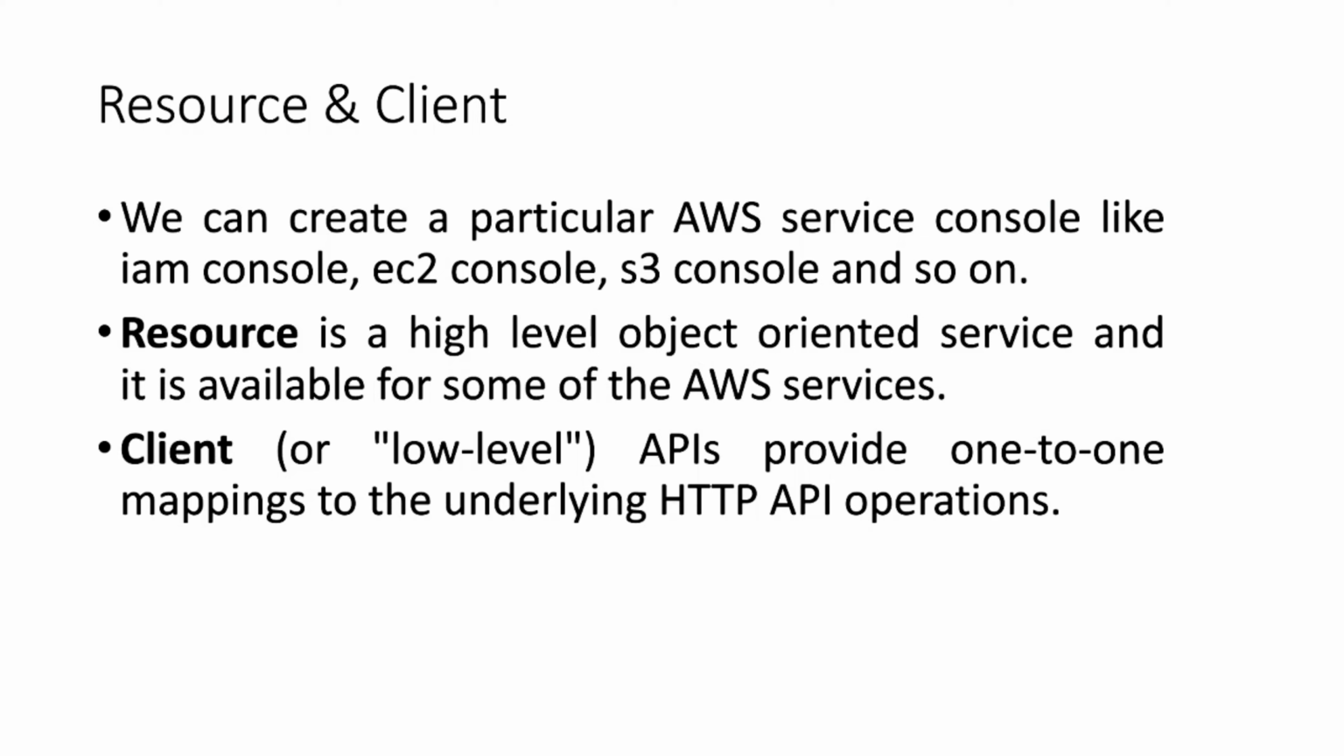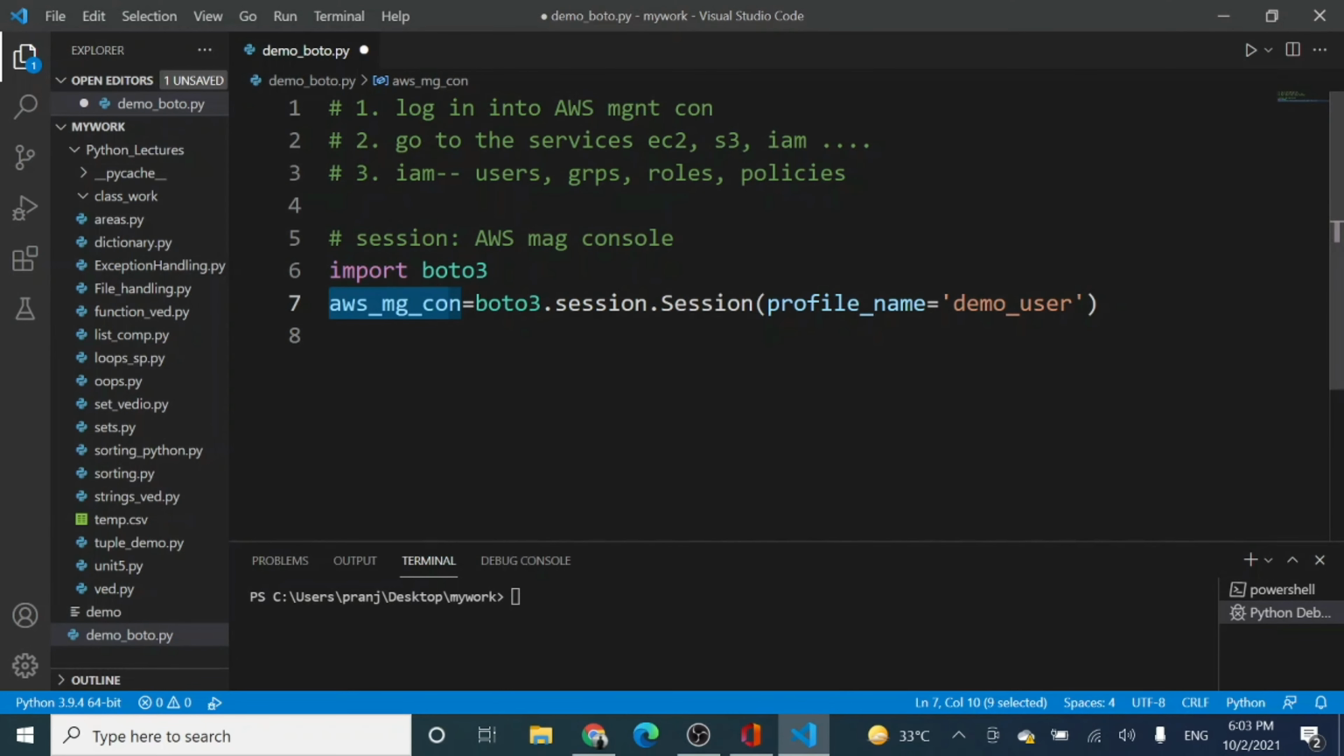Now, I think that theoretically it is not much evident. Let us go back to our Visual Studio Code and understand how resource and client can open the service console. So here I am back on my Visual Studio Code, and now you know that the next step is clicking on any of the services like S3 or EC2 and opening its dashboard, right?